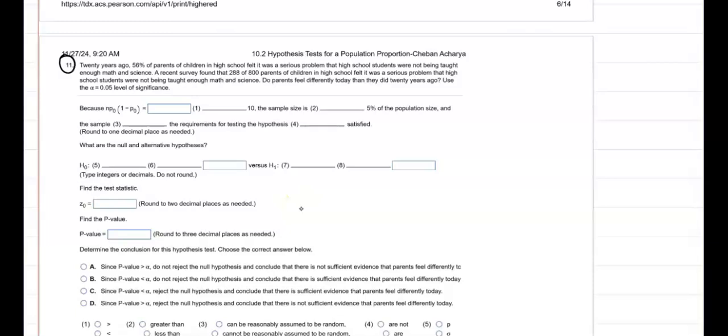Question number 11 is similar to questions 9 and 10. Let's see what I can do with this question here. Maybe I should give you the information that is provided in this question. Let's see. 20 years ago, 56% of the parents of children in high school felt it was a serious problem that high school students were not being taught enough in math and science. So this 56% here is pi, same as p0, equals 0.56. So when you write the null hypothesis, you get H0: p equals 0.56.